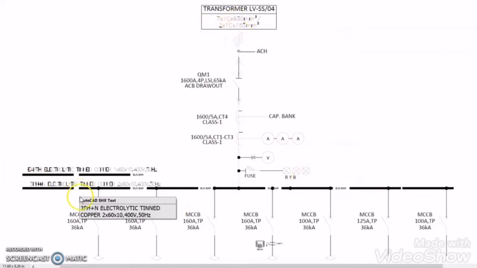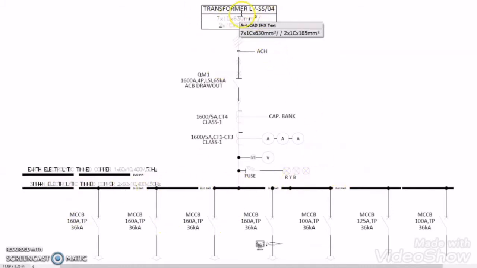Here, this is the GA drawing, the general arrangement drawing for the MDB panel. This MDB panel is fed from a transformer, and the secondary winding of the transformer and the main incomer of the MDB are connected with a 630 square mm cable, 1 core, 7 runs. Here you can see that the prospective fault current is given as 65 kiloamperes for the incomer of the MDB, and for the outgoing breakers of the MDB, the prospective short circuit fault current is given as 36 kiloamperes.